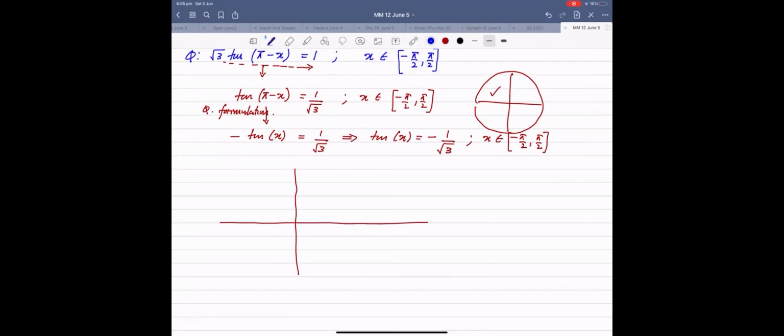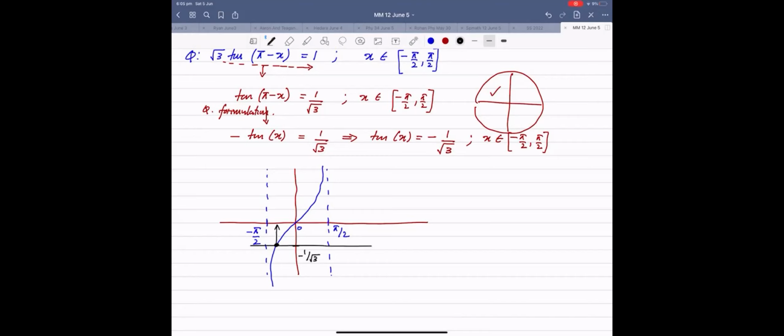So minus pi divided by 2 is here. Zero here. Now you need minus 1 divided by square root 3, so that means somewhere here. It is 1 divided by square root 3, but minus. So Terry is right. There is only one answer.